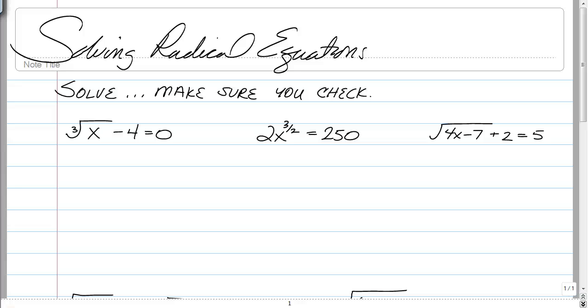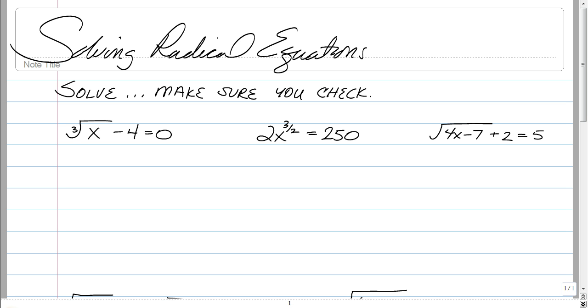Here we go with a video on solving radical equations. When you solve for x, you have to make sure you check your answer because it doesn't always work mathematically when you substitute it back into the original problem. So always make sure you check your answer when you're done.